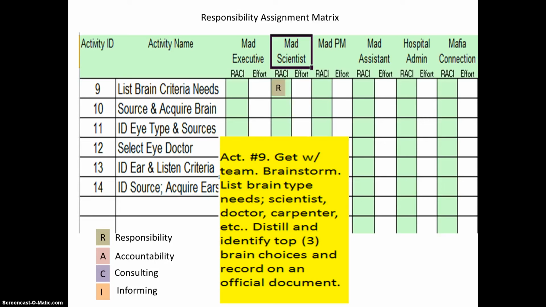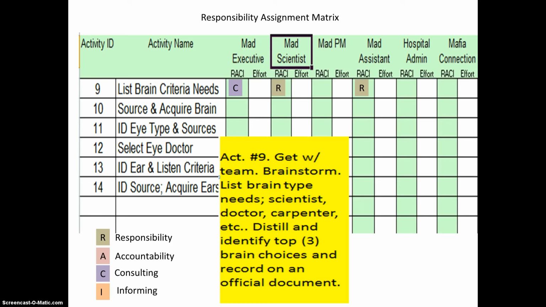We have as a responsible party the mad scientist. Now we need to think about, what does it mean to be responsible? Well, responsible is the person who is going to be doing the work that's going to help in developing and creating the ideas that are going to be part of the selection of the type of brain. So in this case, the mad scientist will be one of those responsible parties. The mad scientist assistant will also participate and contribute to that brainstorming session.